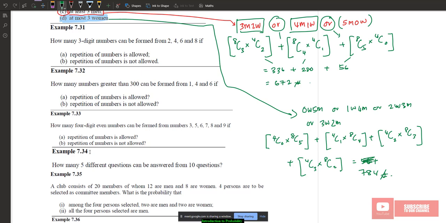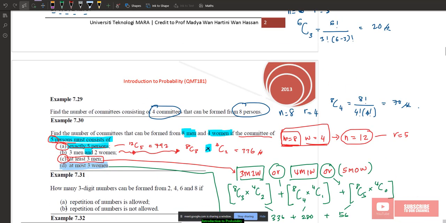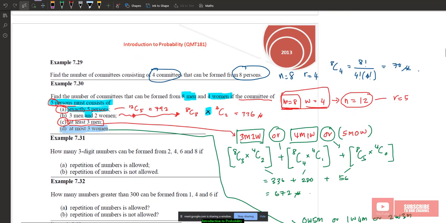So basically you understand how to solve this question. This type of question will be on your final assessment. This question is not difficult.